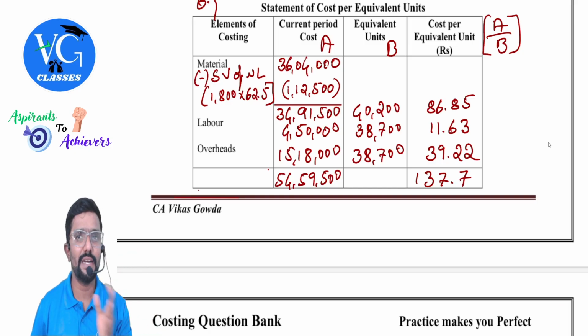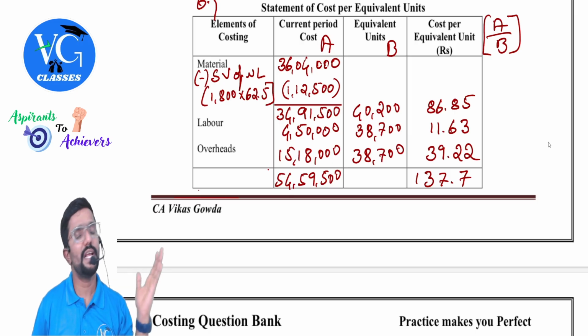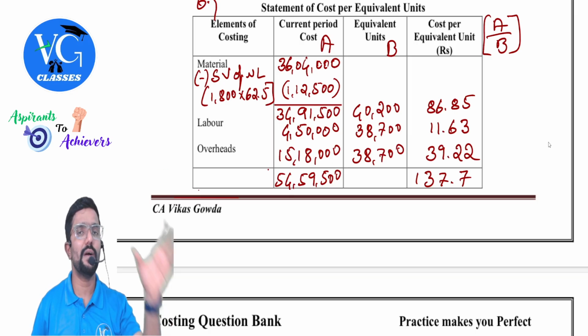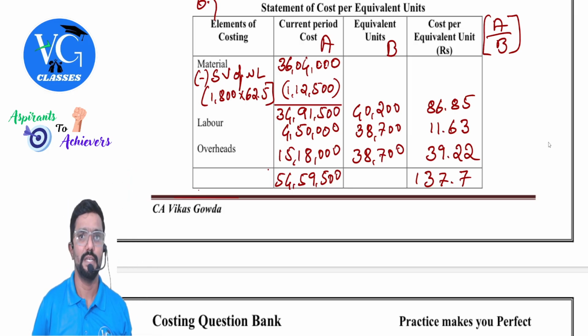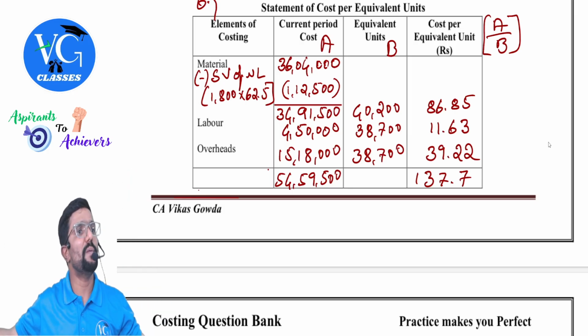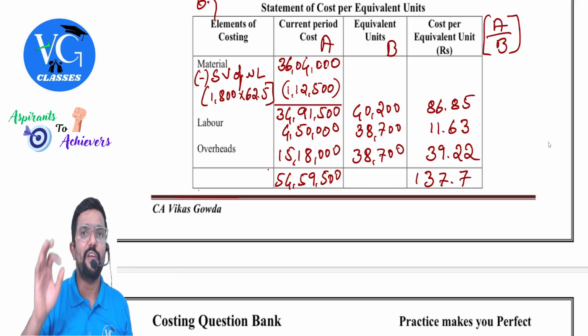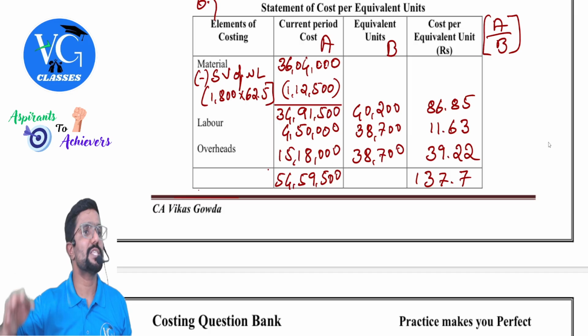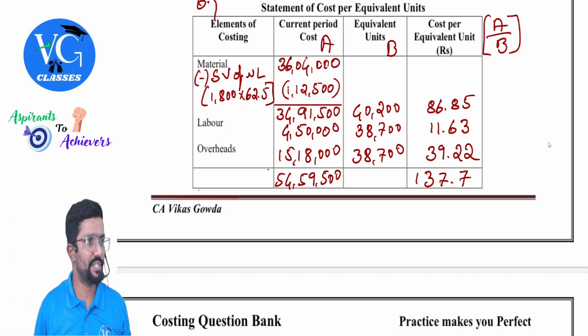36,000 work units are completed and transferred to next process. Take it as 100%. Even in the cost, take total cost: opening WIP cost as well as current period cost. Divide the total cost by equivalent units. You will get weighted average price. That is cost per equivalent unit.